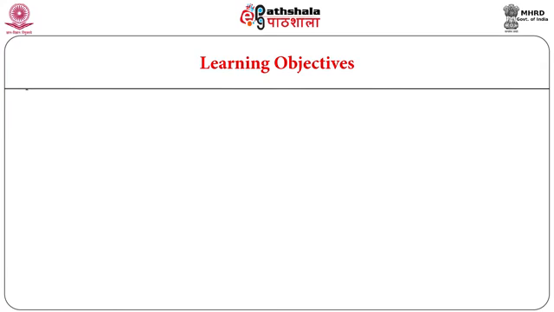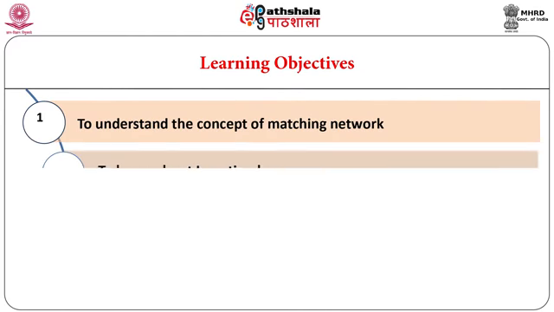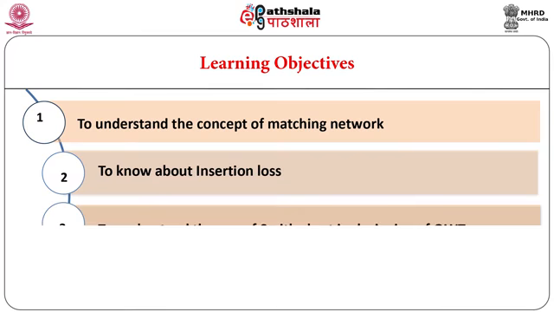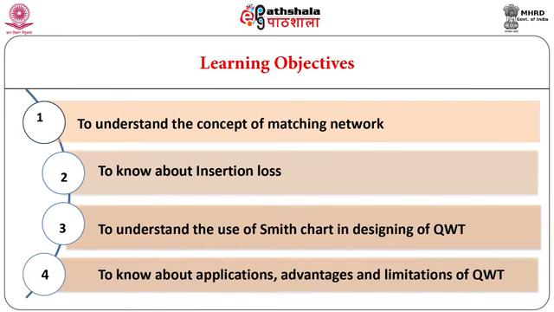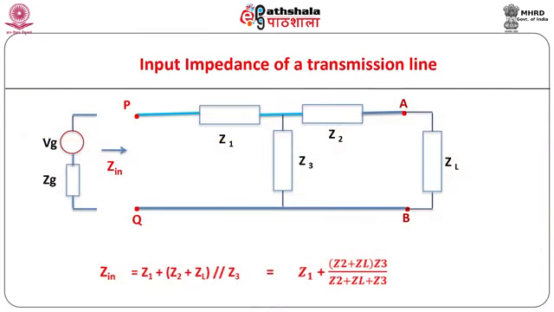After completing this module, you will be able to know about the concept of matching networks, the term insertion loss, and the use of Smith chart in designing of quarter wave impedance transformer, and applications, advantages and limitations of quarter wave transformer. One of the important quantities of prominent importance is the input impedance of a transmission line, generally denoted by Zin. Let us revise our knowledge about the terms input and output impedance of an electrical circuit in brief.